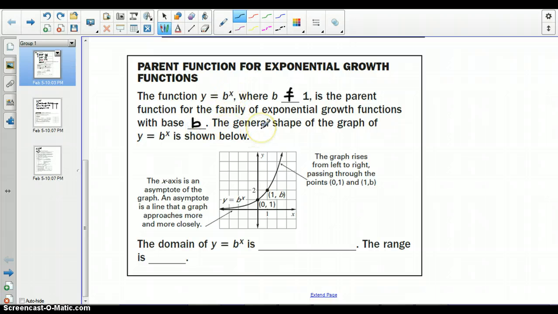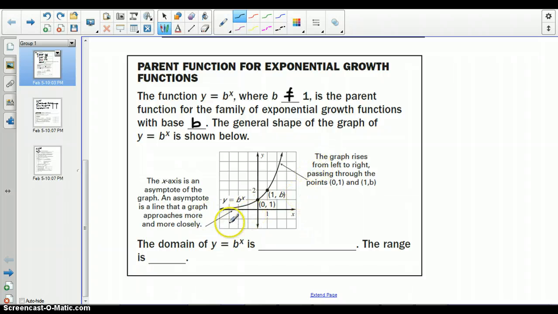The general shape of the graph of y equals b to the x is shown below. So we talked about this yesterday. See how the graph, this curve, is approaching the x-axis? It's never going to touch the x-axis. The x-axis in this case becomes our asymptote, and it's specified here. The x-axis is an asymptote of the graph. An asymptote is a line that a graph approaches more and more closely. What they left out is to say that it never touches.